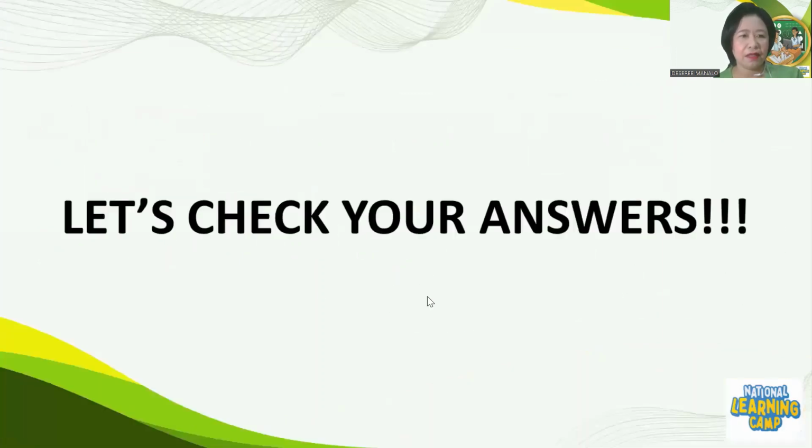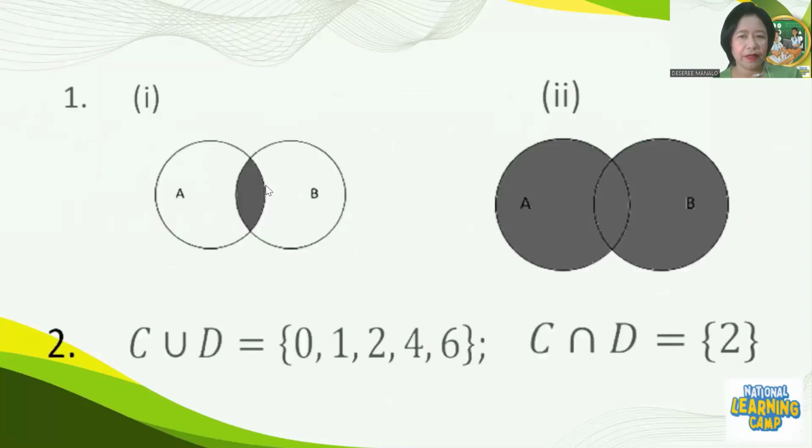Let's check your answers. For number 1, since the given notation is K intersection D, therefore the shaded part is in the center. For the next item, the notation is set A union D, therefore the shaded part are the 2 circles.